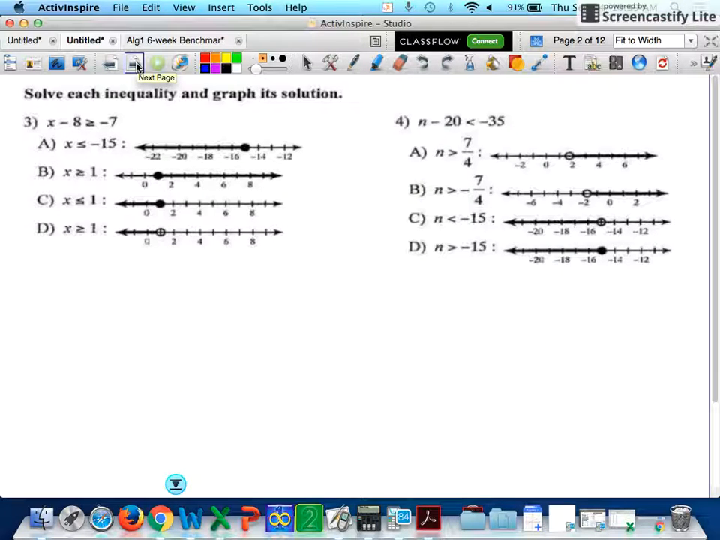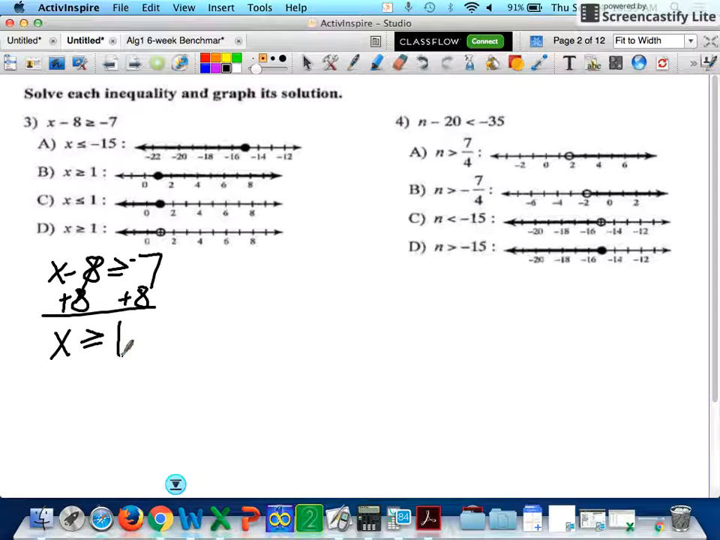On number 3, we're just solving an equation again. So we have this equation, which is x minus 8. I'm sorry, it's not an equation. It's actually an inequality. X minus 8 is greater than or equal to negative 7. So we add 8 to both sides because we want x by itself. The sign does not change. And we get x is greater than or equal to 1. The sign does not change. It only changes when we multiply or divide by a negative number. Very specific time that it changes.